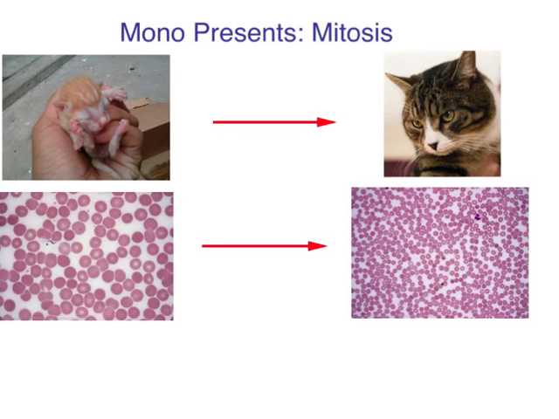For starters, every one of us grows when we develop. Take a look at the picture here. We have a kitten, and over here we have a cat. That wouldn't happen without mitosis.